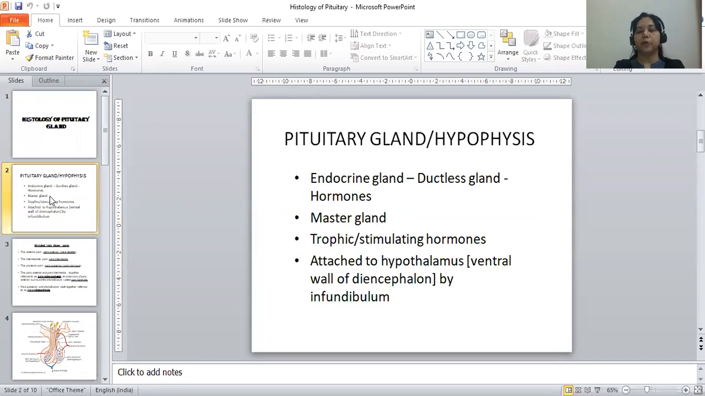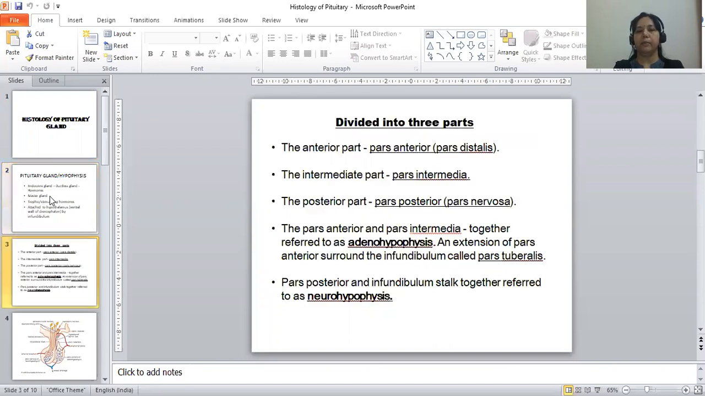The location of pituitary. Pituitary is seen attached to the hypothalamus. Hypothalamus is the ventral wall of brain. The second part of brain is called diencephalon and the ventral part of it is called hypothalamus. There you can find pituitary, attached to it by a small stalk called infundibulum.